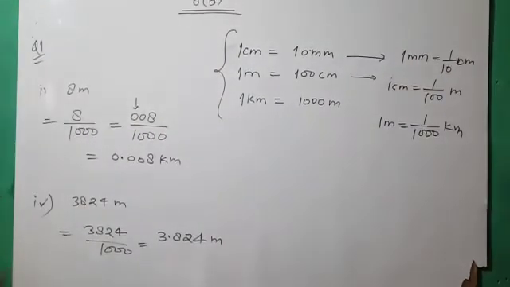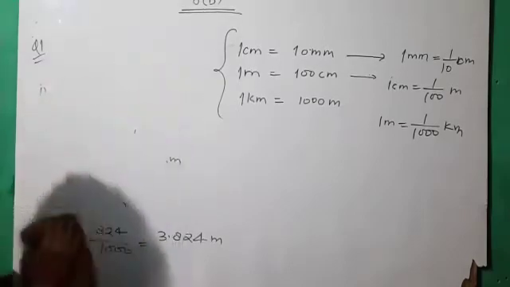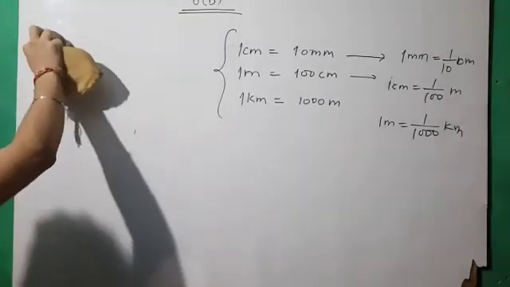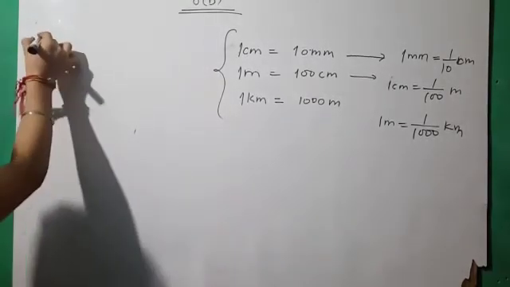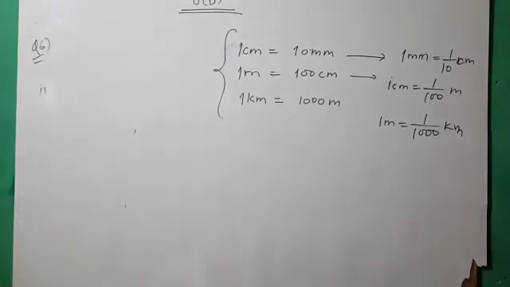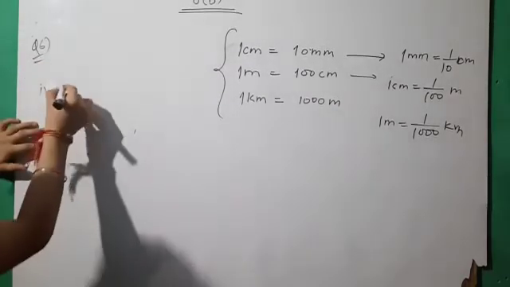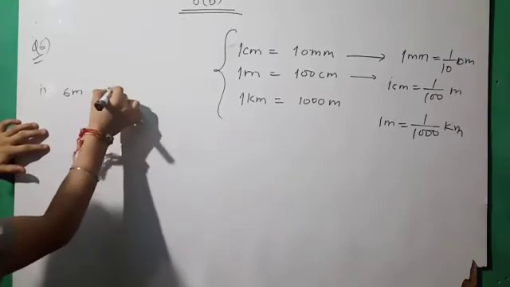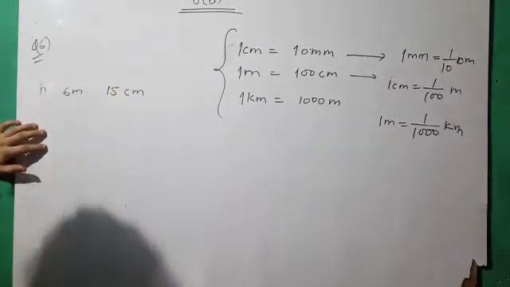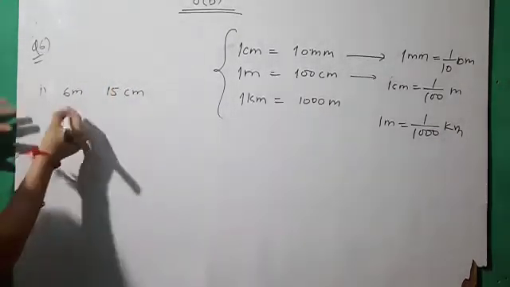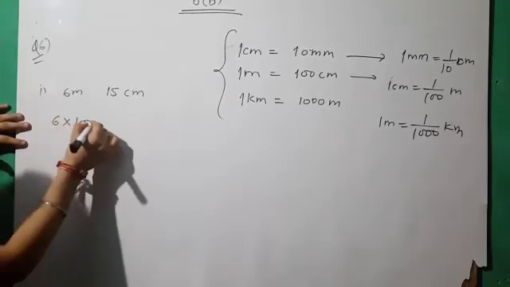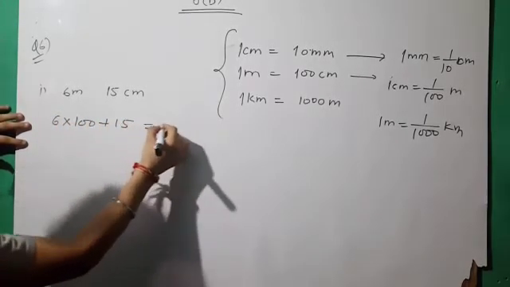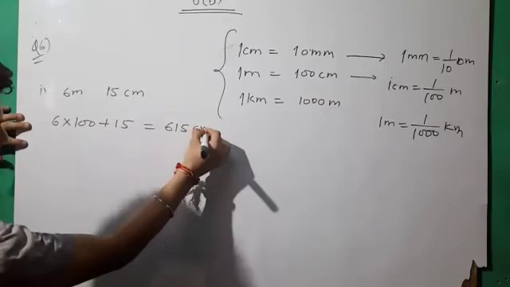This is the most important question. Question number 6. Just see the question. The first one is 6 meter 15 centimeter. We have to convert it into meter. First of all, change into centimeter. 6 into 100 plus 15, that is 615 centimeter in total.